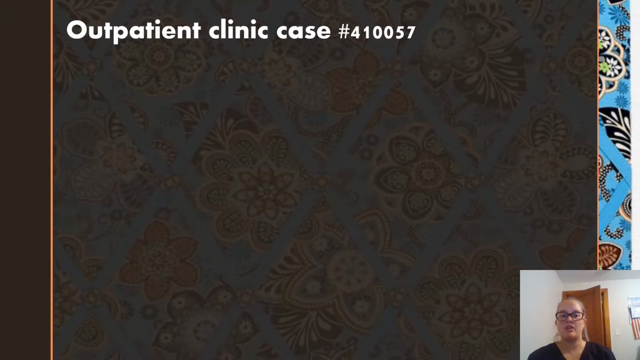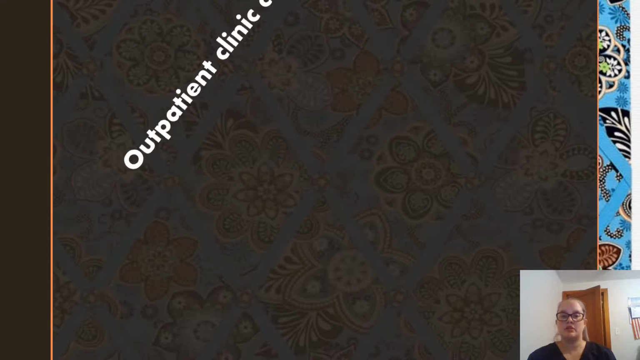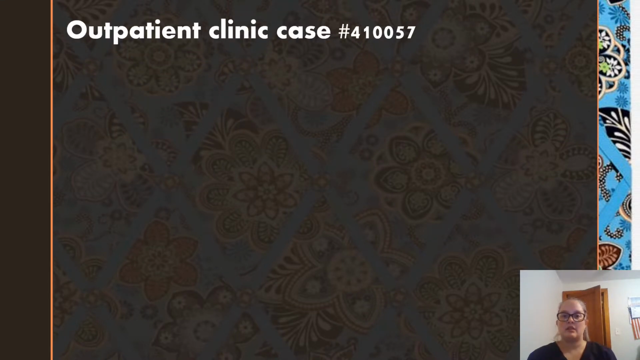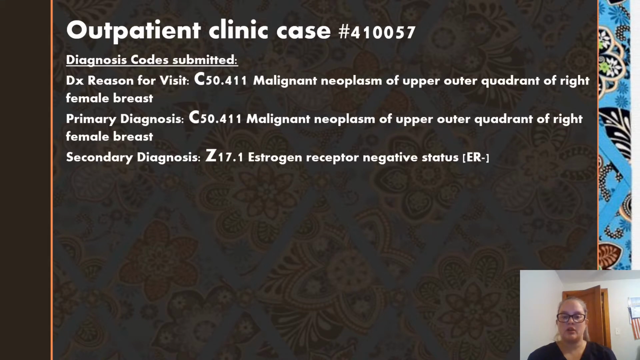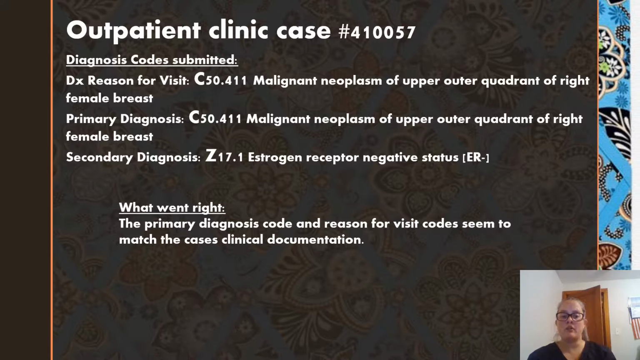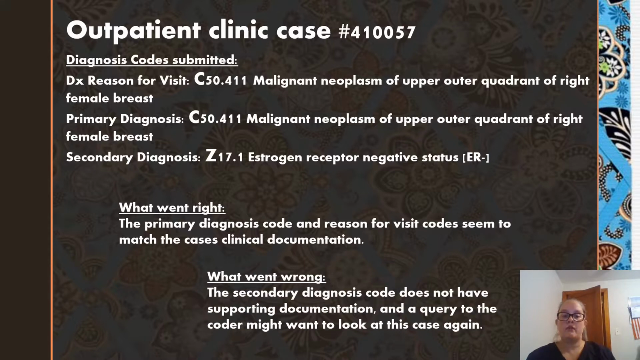Let's take a look at outpatient clinic case 410057. This is a patient chart where the patient has cancer of the right breast. What went right? The primary diagnosis code and the reason for visit codes seem to match the case's clinical documentation accurately. What went wrong? The secondary diagnosis code does not have supporting documentation, and a query to the coder might want to look into this case again.